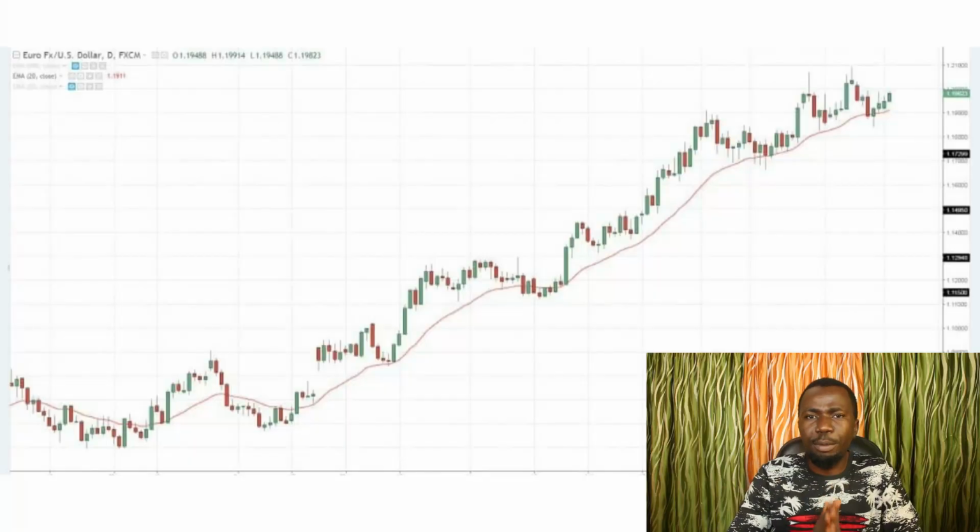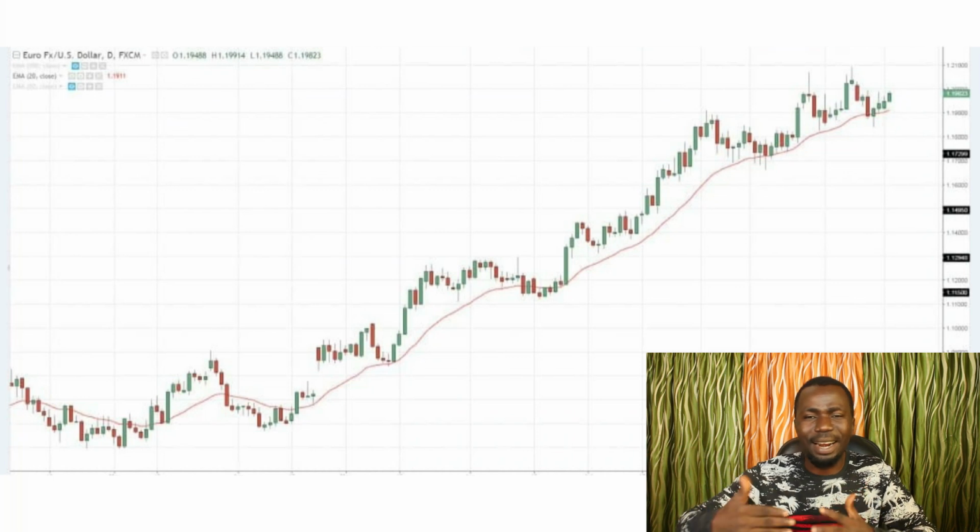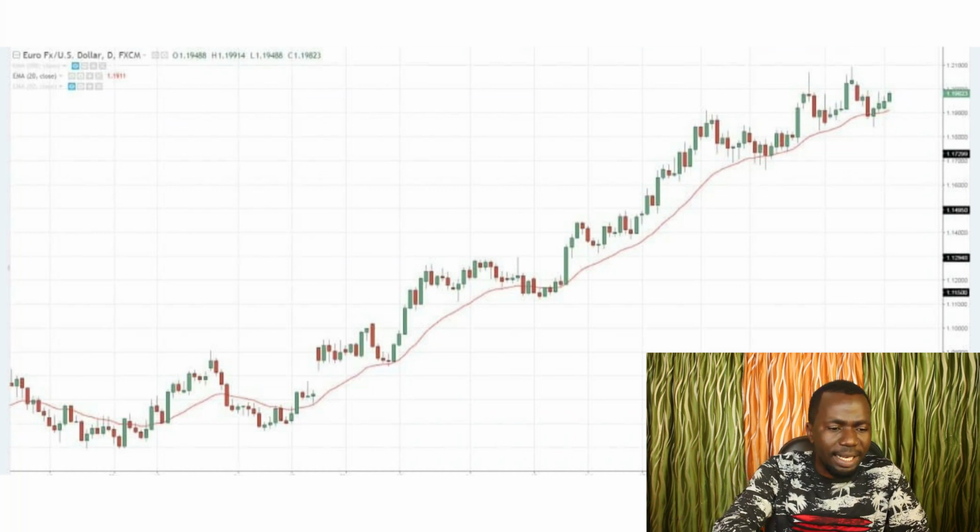Like I told you in my previous video, the moving average can also act as a support and resistance level, right? In a trending market, you can simply use the moving average. So the moving average acts as what? A dynamic support and resistance level. So if you look at this chart clearly, you can see that the moving average is now acting as what?